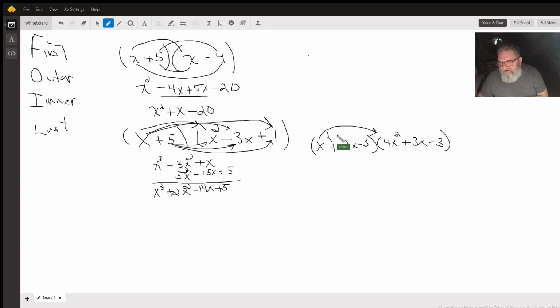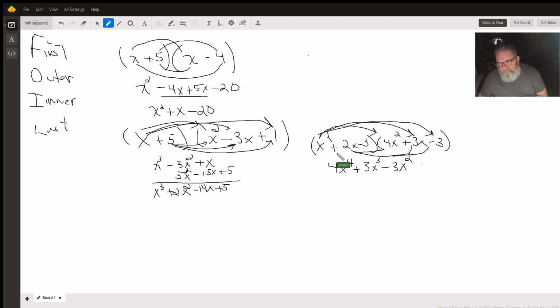Distribute the x squared times everything in the second polynomial. So x squared times 4x squared gives us 4x to the 4th. x squared times 3x gives us plus 3x cubed. x squared times negative 3 gives us negative 3x squared. Now we do the same thing with the second term times everything inside.